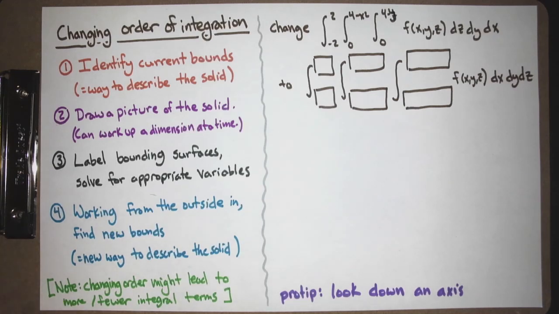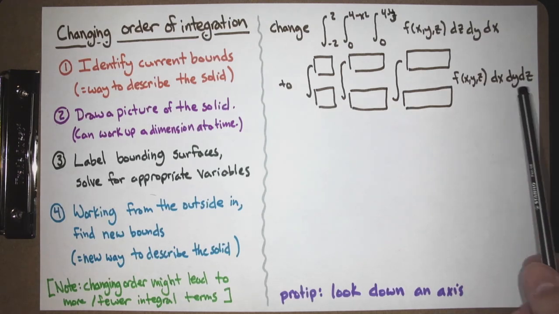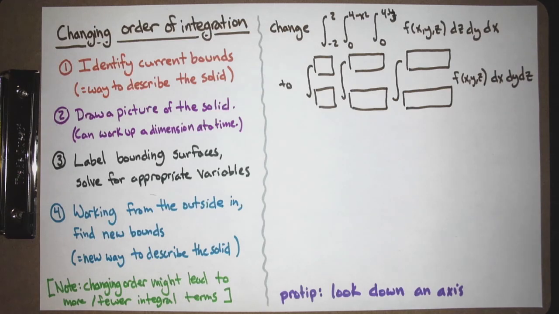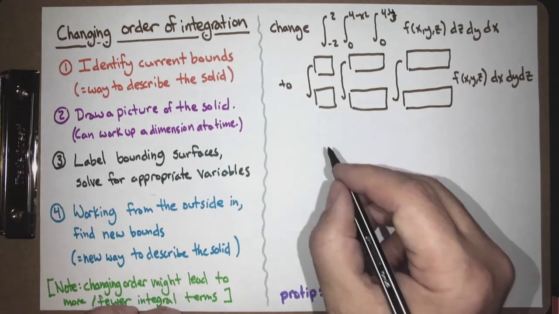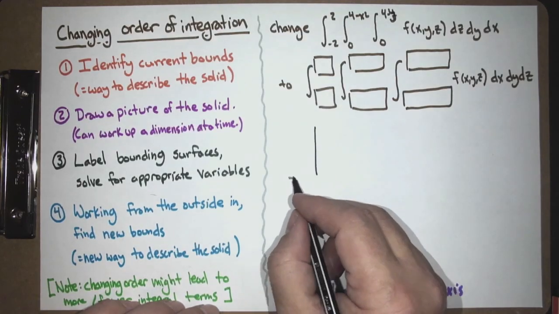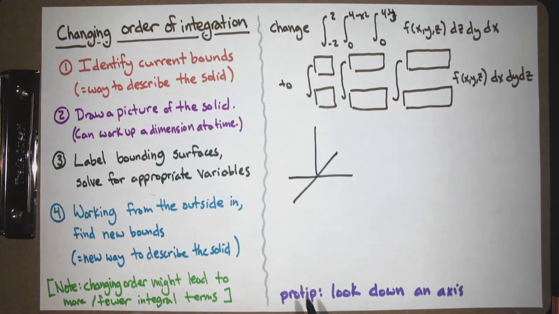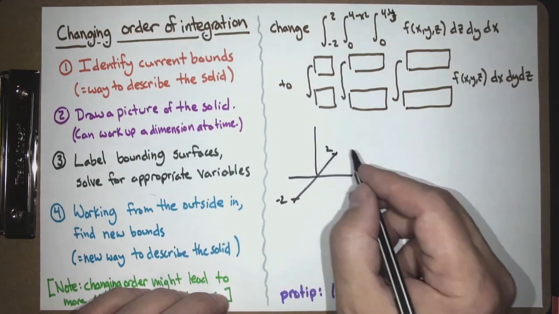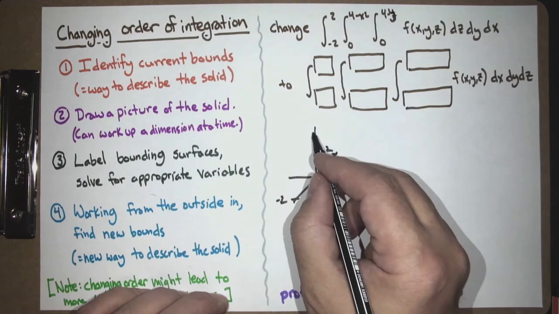Okay, so we have an integral: negative 2 to 2, integral 0 to 4 minus x squared, integral 0 to 4 minus y, f of x, y, z, dz, dy, dx. It says, hey, change it. We want dx, dy, dz. All right. Well, we identify the current bounds and we draw a picture and label the bounding surfaces. Well, good news. We've already done that. So let's just copy our work. So we can join this problem sort of like halfway through. So minus 2, plus 2. Here's a 4. Here's a 4.